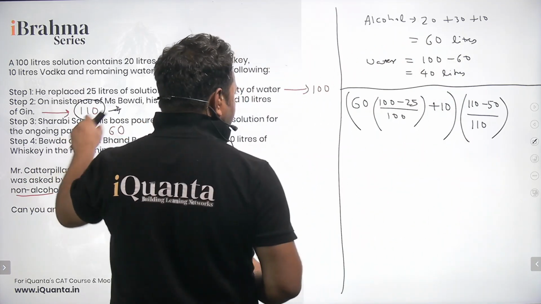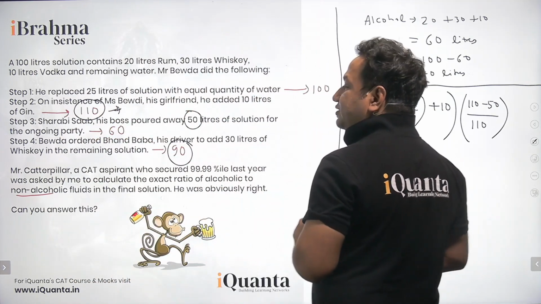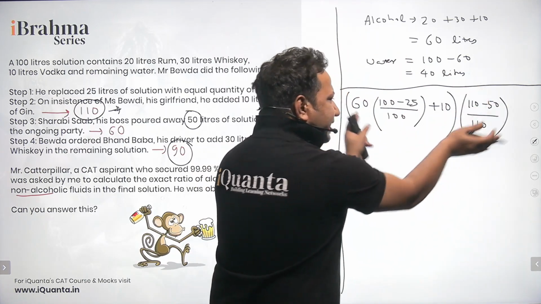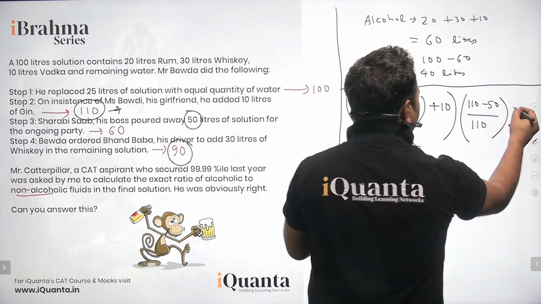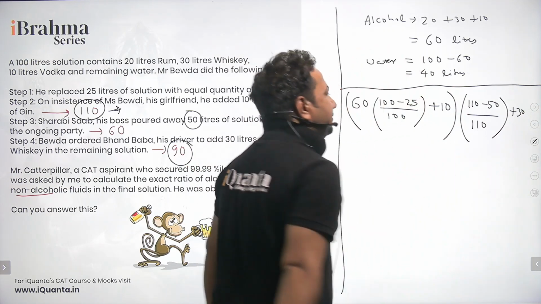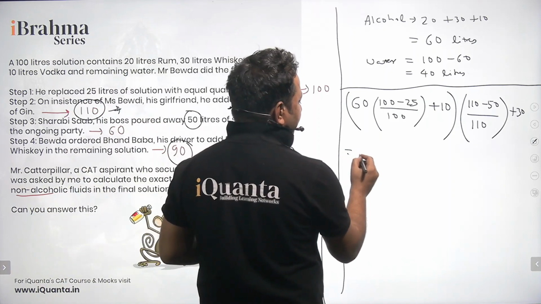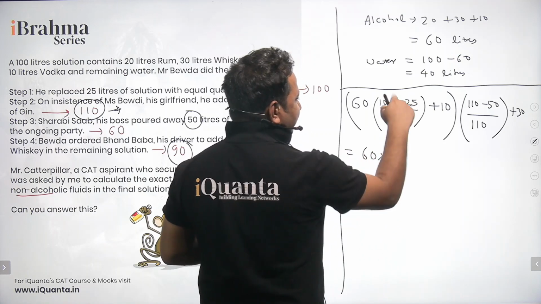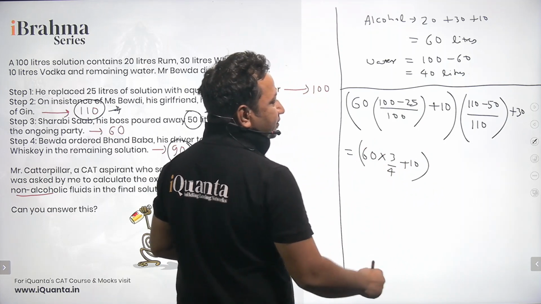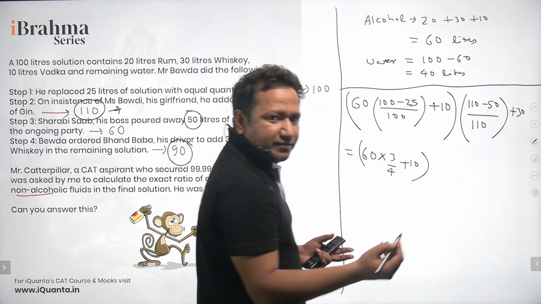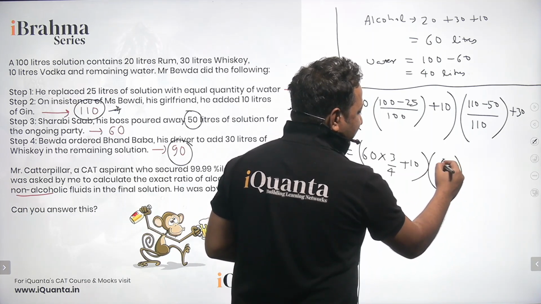So after that comes step 4. In step 4, Bhand Baba, his driver, added 30 liters of whiskey in the remaining solution. This entire thing is alcohol. Whiskey is also alcohol. So we'll add this 30 over here, and this is how we can get the final quantity of alcohol in the solution. Let us calculate this one. 60 multiplied by, this is 75 by 100, or I can say 3 by 4. Then plus 10, keep this inside a bracket. 110 minus 50 is 60 upon 110, that will be 6 by 11. Keep this inside a bracket as well.